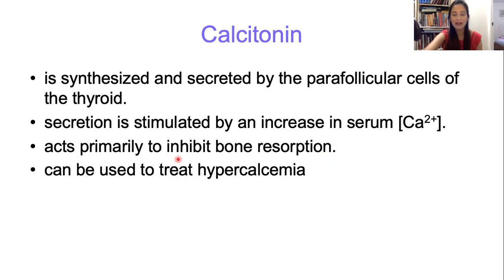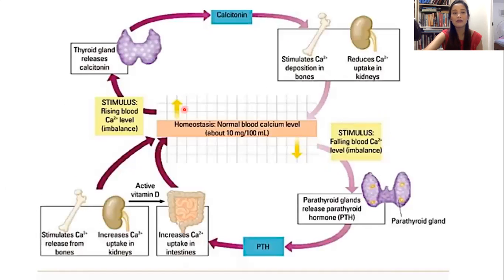So it acts primarily to inhibit bone resorption, and as I mentioned, it can be used to treat hypercalcemia in order to lower the increase in serum calcium level. So how does it do that? When there is a hypercalcemia or rising calcium level, there's an imbalance. Now your thyroid gland releases calcitonin from your parafollicular cells, and your calcitonin will stimulate calcium deposition in the bone, no? In order to use up the excess calcium in the blood.